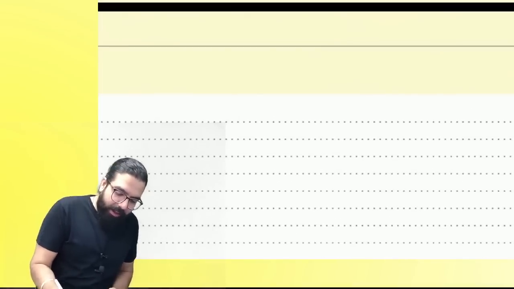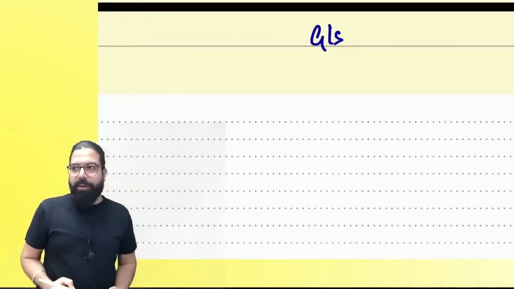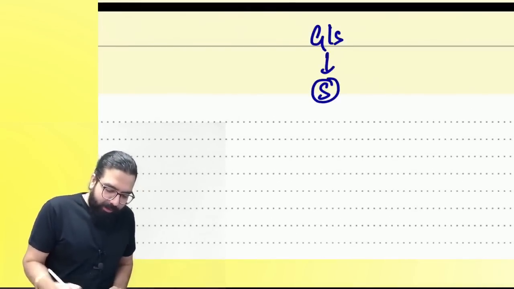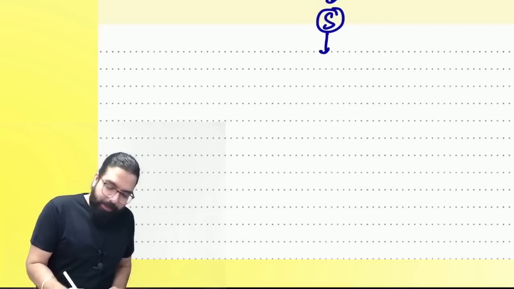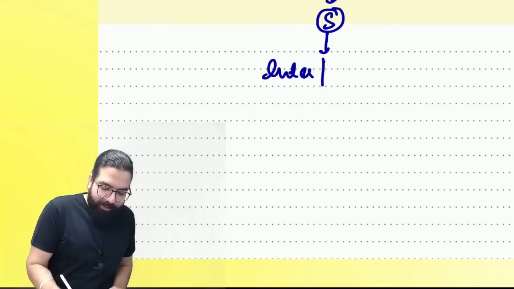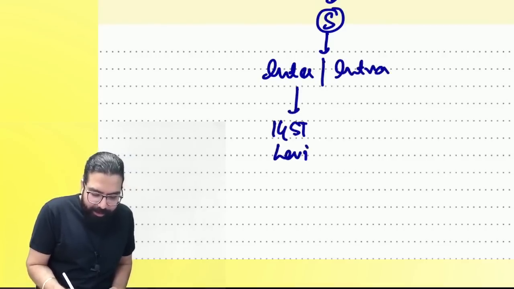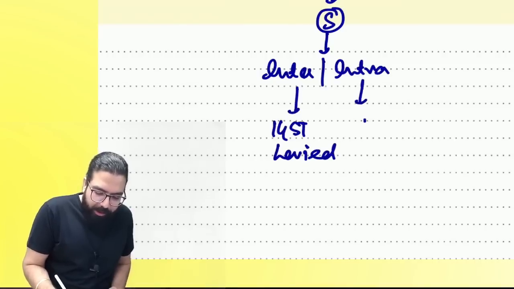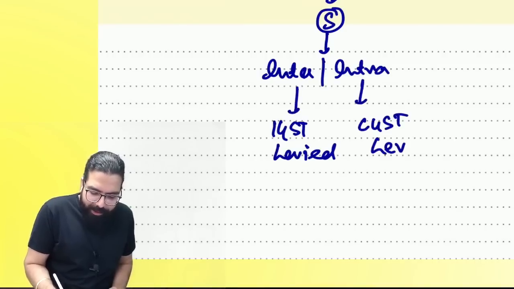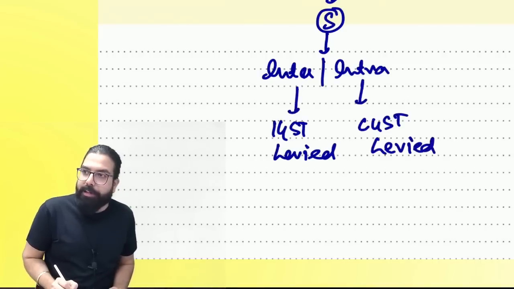Everyone over here. We started learning GST with goods or service. Goods and service has to be supplied. Supply can be either interstate supply or intrastate supply. Interstate supply, what will happen? IGST will be levied. Intrastate, what will happen, everyone? CGST will be levied. Are we all 100% clear till here?